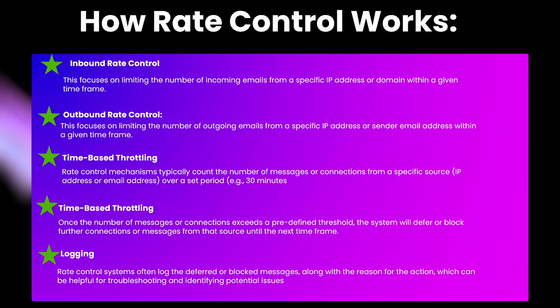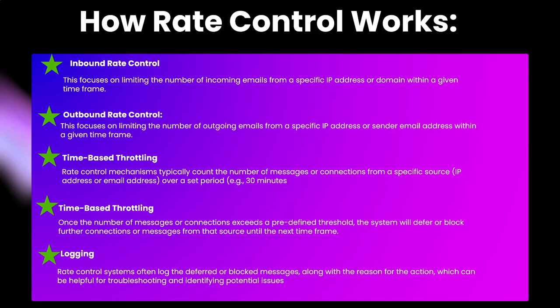When you talk about outbound rate control, it focuses on the emails leaving our system. Here we set limits on the number of emails that can be sent from a specific IP address or particular sender email address within a given time frame. This is crucial for preventing our own systems from being used to send spam or other malicious emails.